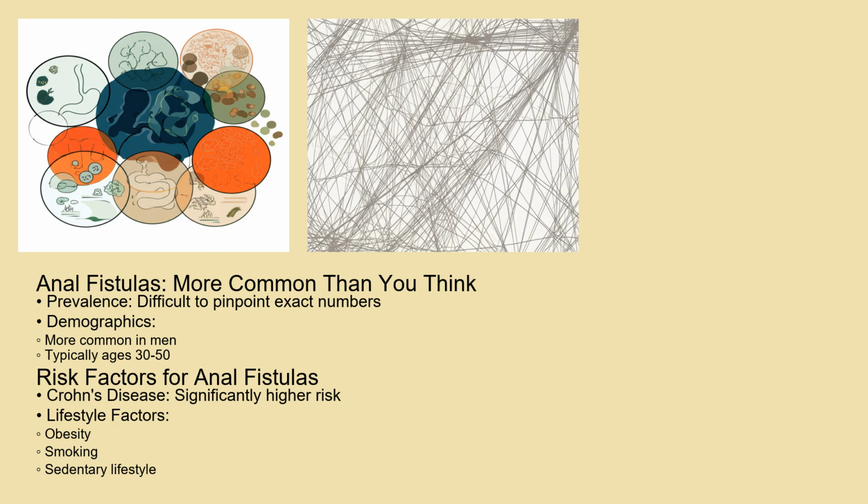The location of the fistula, its complexity, and its relationship to the anal sphincter muscles determine the treatment approach. While exact numbers are difficult to pinpoint, anal fistulas are more common than you might think. They affect men more often than women, typically between the ages of 30 and 50. Individuals with Crohn's disease are at a significantly higher risk of developing anal fistulas. Factors like obesity, smoking, and a sedentary lifestyle may also increase the likelihood of developing an anal abscess, which can subsequently lead to a fistula.